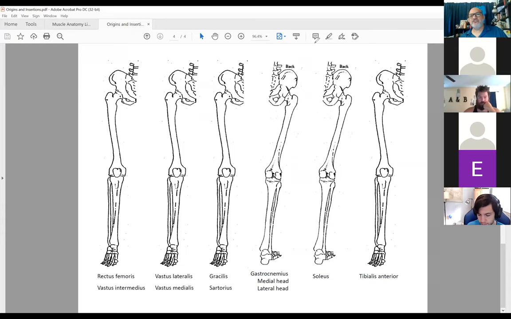What is the origin of the gracilis? Inferior ramus. Excellent. Notice the gracilis is basically the most medial muscle of the leg. And so not surprisingly, its origin is about as medial as you can get it, basically right next to the pubic symphysis. And what is its insertion? Inferior to the medial condyle of the tibia. Yeah, notice down here onto the medial condyle of the tibia.